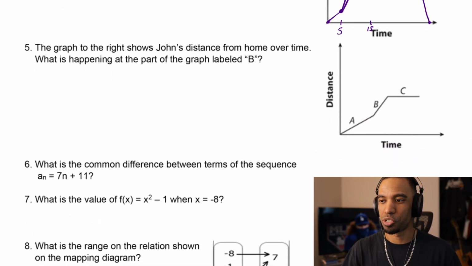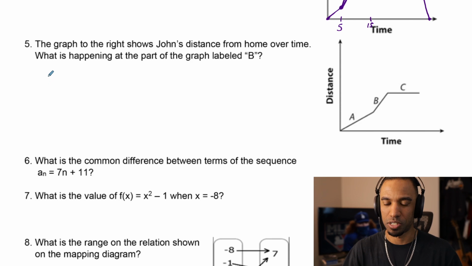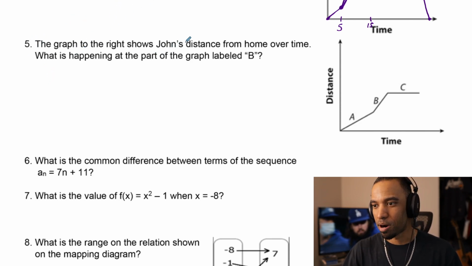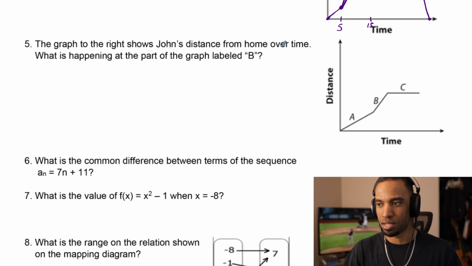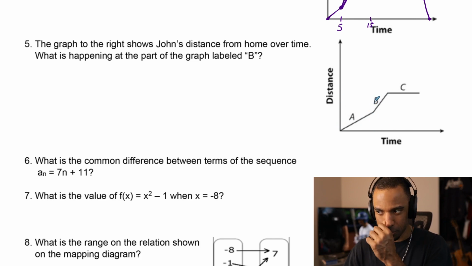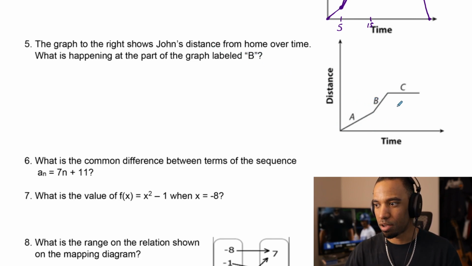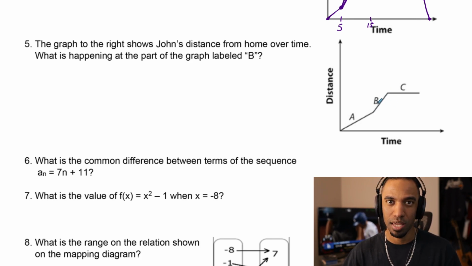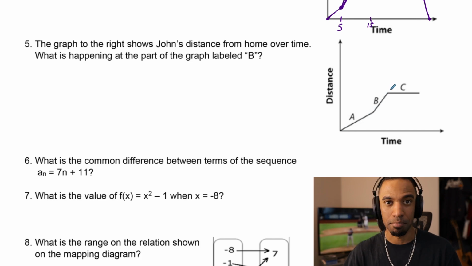The graph to the right shows John's distance from home over time. This is number 5. What is happening at the part of the graph labeled B? So kind of same thing as Mary's thing here. John's distance from home increases over time during this thing. John is going fastest from home at this time compared to any other time that you see here. Maybe this is the walk and the run and the meeting, just like Mary.